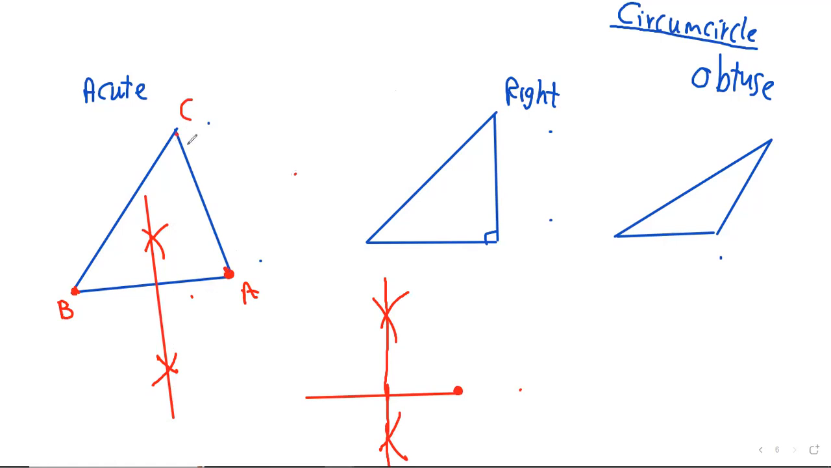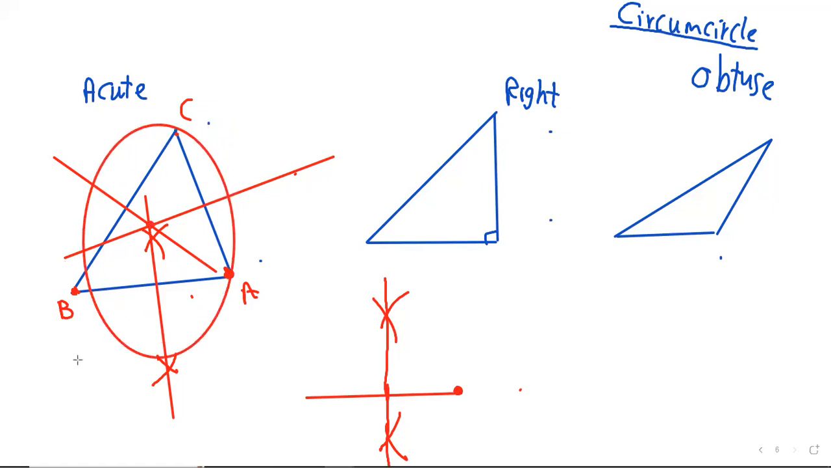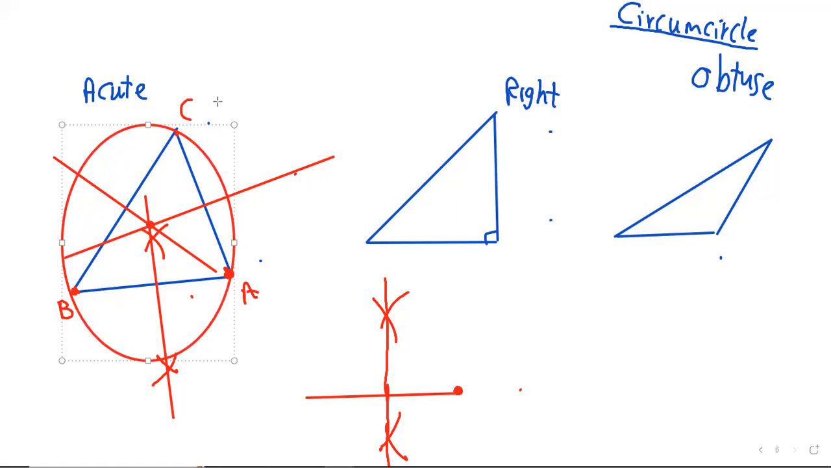Do the same for another perpendicular bisector for the line segment AC. So you'll get here a perpendicular bisector, drawn by using the compasses. And this point here is the center of the circumcircle. By using the compasses, put the metal tip at this point, then draw a circle passing through these points. So in the acute angled triangle, you will find the center of the circumcircle lies inside the triangle.